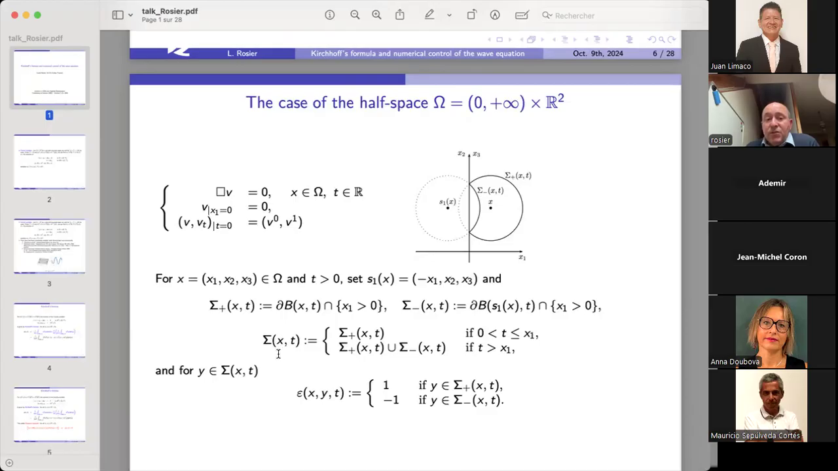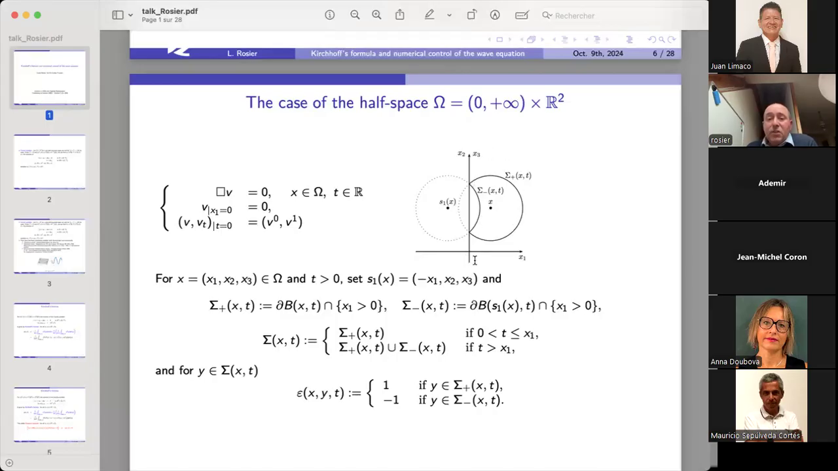And so we say that sigma is sigma plus if the time is small. Actually at the beginning, when you consider the sphere, before you have a contact, before you have an intersection with this plane, you have the complete sphere. So sigma will be sigma plus. And when you have a contact, when you have some intersection with this plane, you say that sigma is sigma plus union sigma minus. So we have this set. So sigma actually is a wavefront. And in addition, you have to introduce the notation epsilon. Epsilon is 1 in sigma plus, and it is -1 in sigma minus.